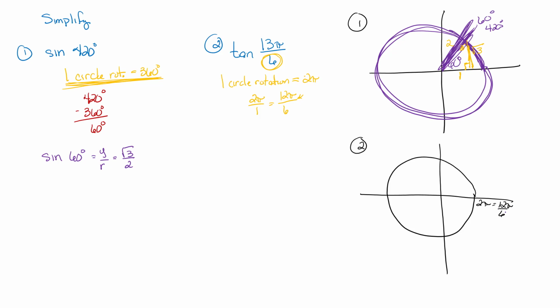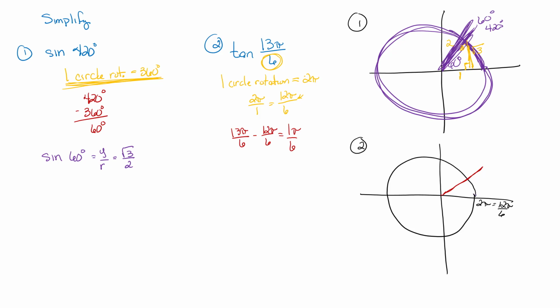Now the question is, how much is left over? Right? I had 13 pi over 6 to start with, and I'm taking away 12 pi over 6, which leaves you, that's right, 1 pi over 6. And remember from section 6.2, 1 pi over 6 is a first quadrant angle.